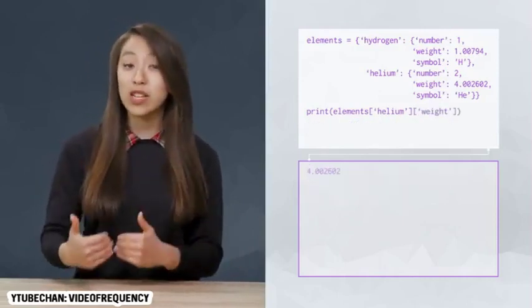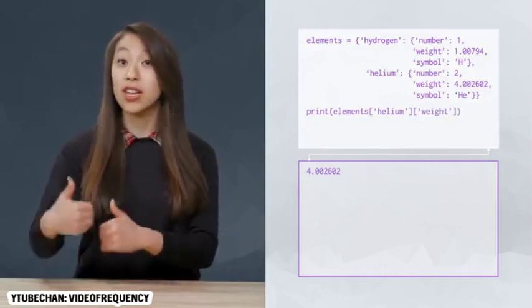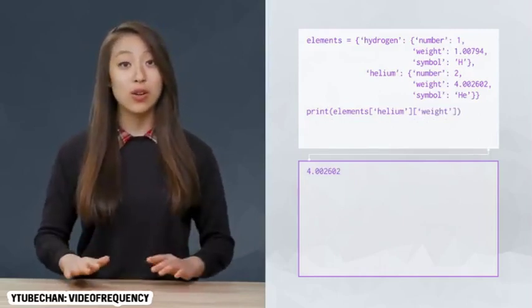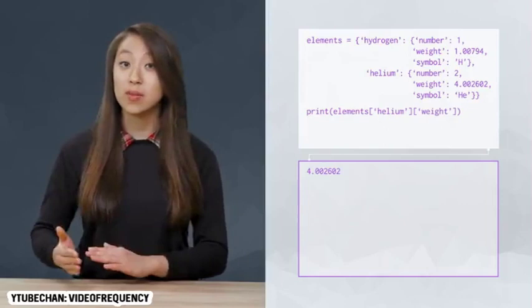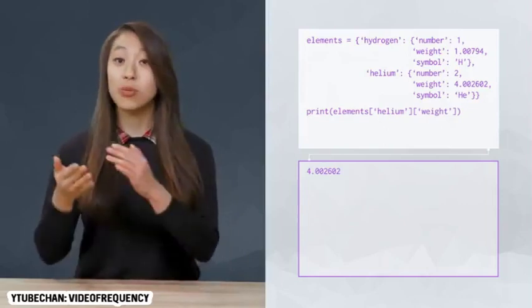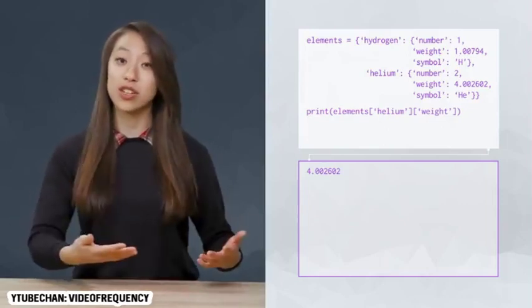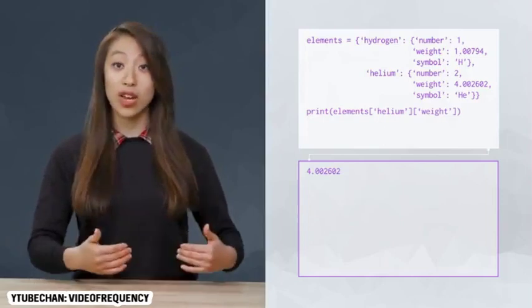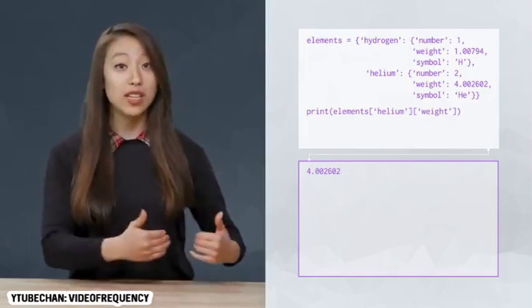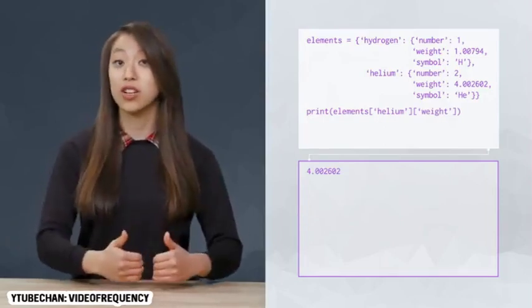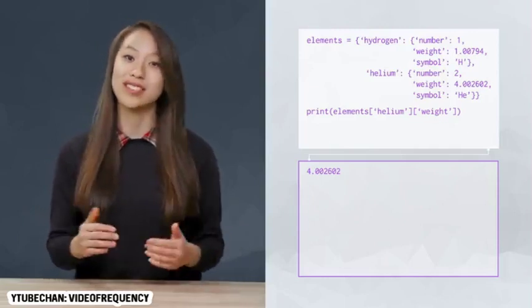We can look up specific information from the helium dictionary like this. This code is first looking up the key helium in the elements dictionary, producing the helium dictionary. The second lookup, weight, then looks up the weight key in that helium dictionary to find helium's atomic weight.